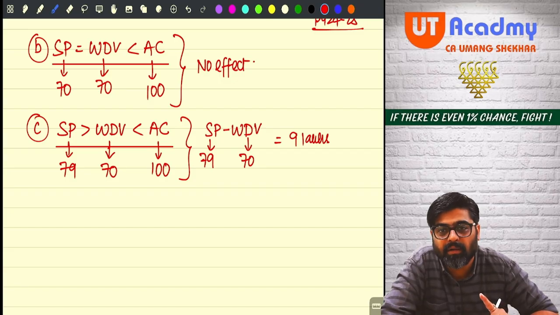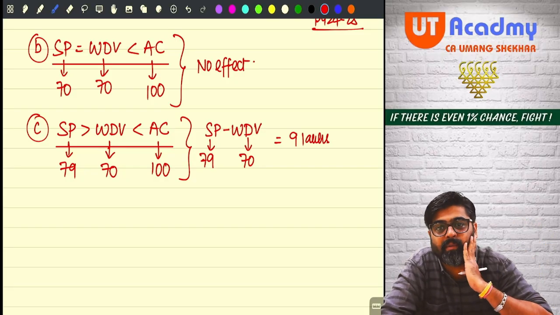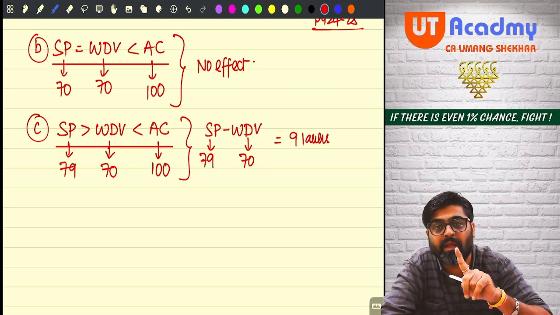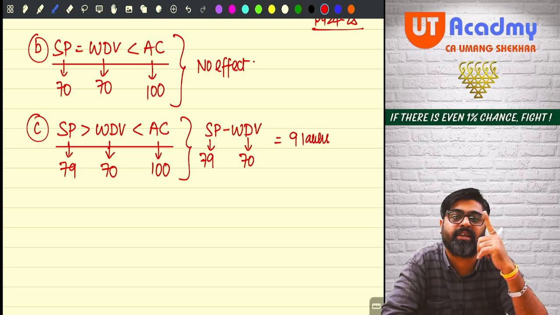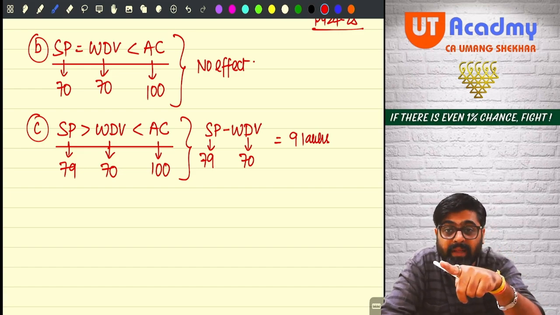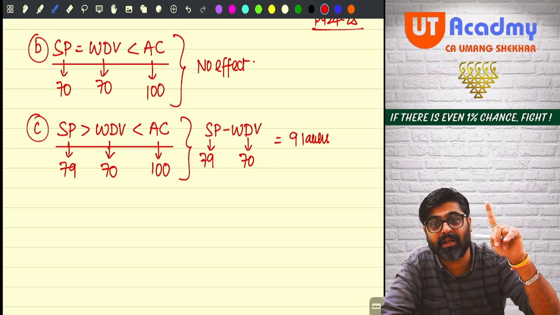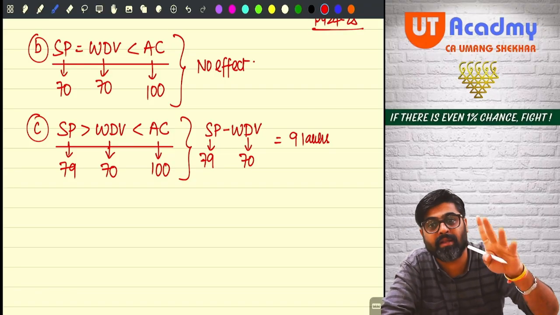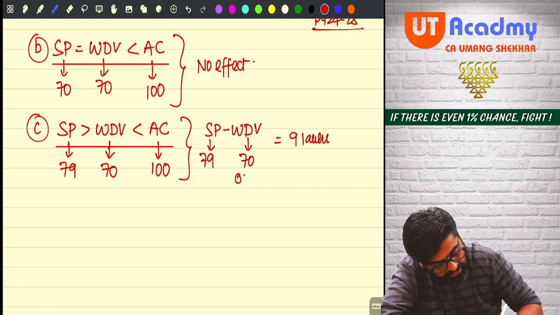But wait. The recovery of the selling price over and above WDV to the extent of depreciation only will be treated as your PGBP income. The recovery of the selling price over and above WDV to the extent of depreciation only will be taken as what? Deemed PGBP income. This 9 lakhs should not be more than 30 lakhs. If it is more than 30 lakhs, to the extent of 30 lakhs only, the deemed PGBP income will be there. Yes or no? So you have to restrict this amount to the extent of your depreciation.